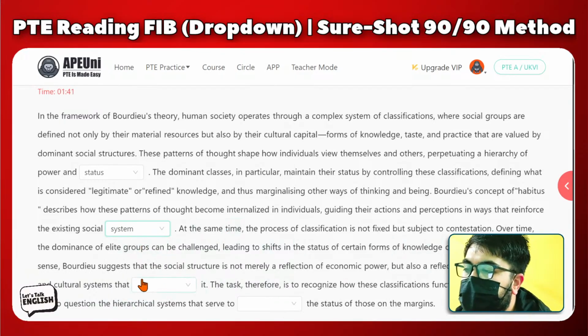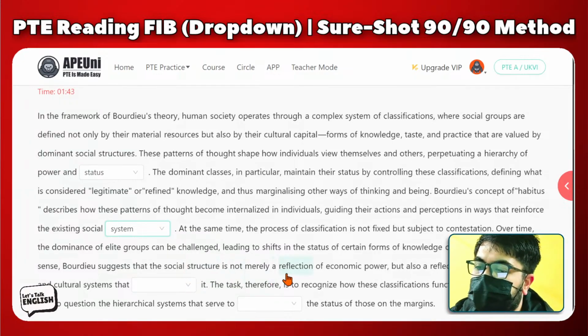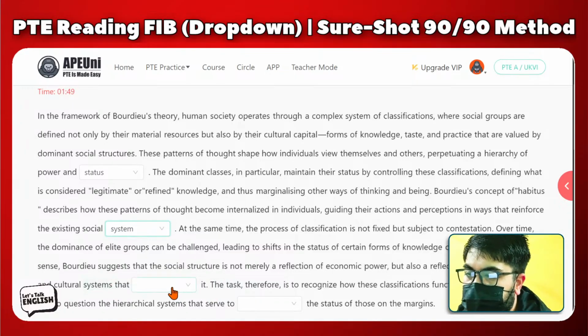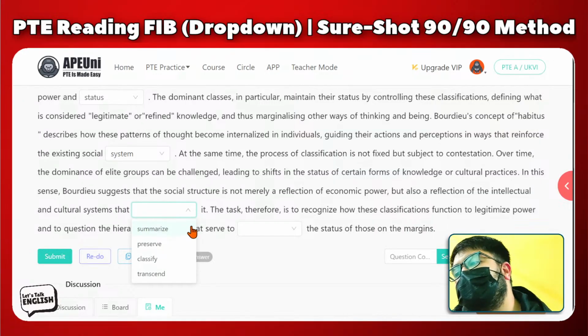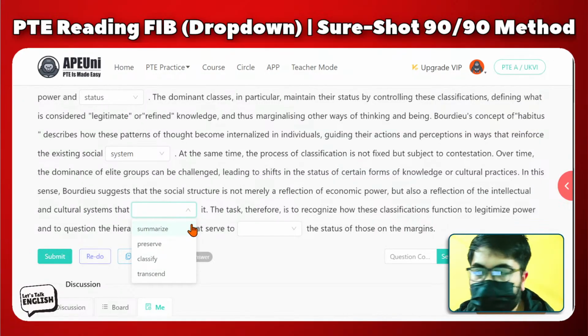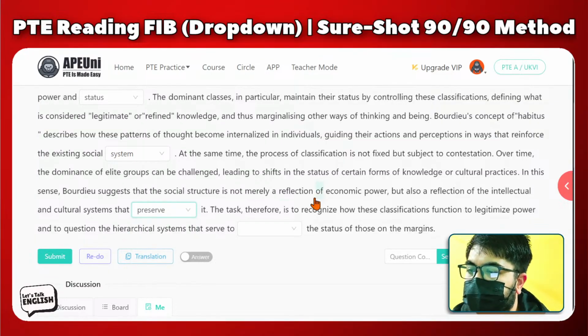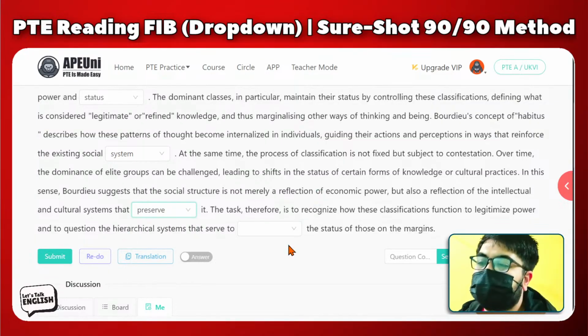That's my best bet. Bourdieu suggests that the social structure is not merely a reflection of economic power, but also a reflection of intellectual and cultural systems that make it. Something like make, preserve, no. No, no, no. It cannot be classified. It is not getting into anything, so it's not transcendent. Summarize. Summary is what we do, not what the systems do, right? So preserve it. Preserve means to keep intact, to take care, like the mummies in the great pyramids of Egypt are being preserved.